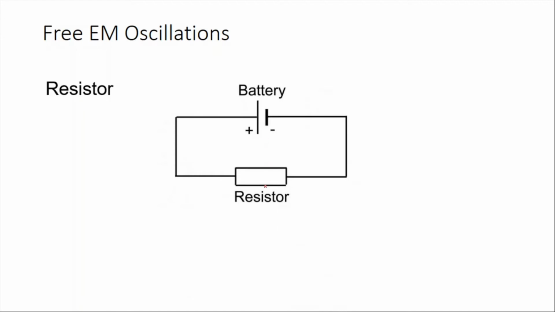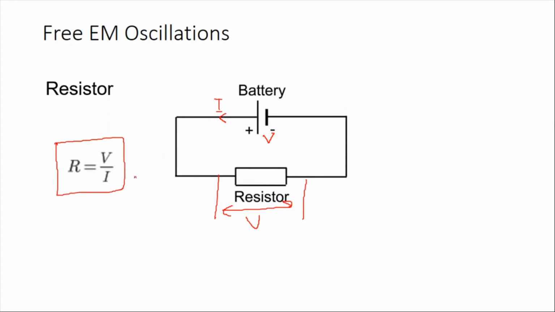Now let's look at free electromagnetic oscillations. To explain the free electromagnetic oscillations, let's look at some circuit elements. First, let's look at the resistor. If you connect a resistor to a battery, the current is going to start flowing in the circuit, but there is going to be an opposition to the flow of the current. This is called the resistance of the resistor. And there is the voltage of the battery, and there is also a voltage drop across the resistor. And the relationship between the current in the circuit, the voltage, and the resistance is described by Ohm's law. R is equal to V over I.